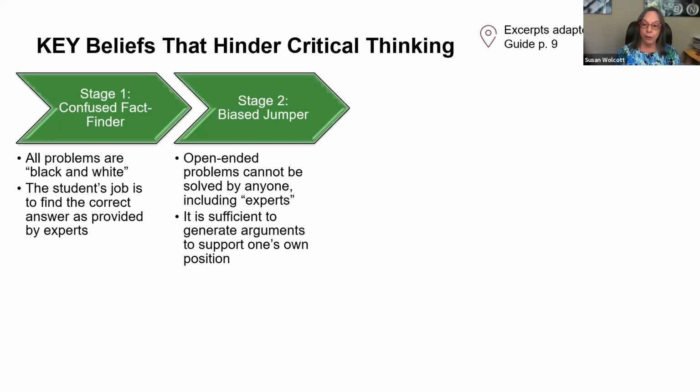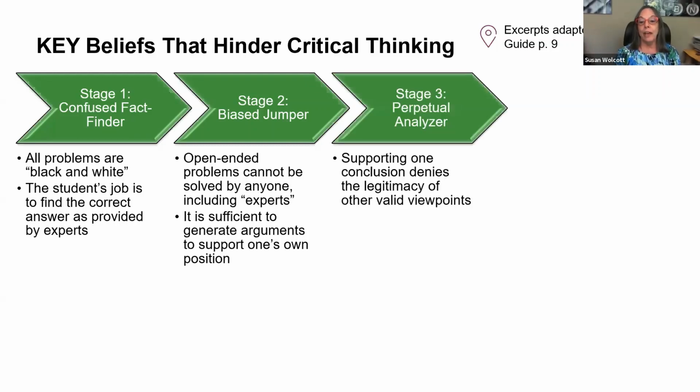And the bias jumper actually has some critical thinking skills. They recognize that there are problems that require their judgment, that require their own conclusions, and that's good up to that point. However, they have rather superficial critical thinking abilities. They tend to start by picking what they think their opinion is on a problem, and then they stack up arguments and evidence to support that. So they don't really do critical thinking in the way that we think about it, which is starting by trying to understand the problem and then analyzing and then reaching a conclusion. They do it the other way around, and that's why I call this stage the bias jumper.